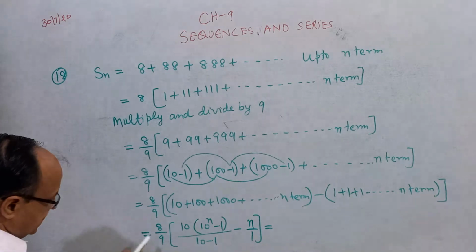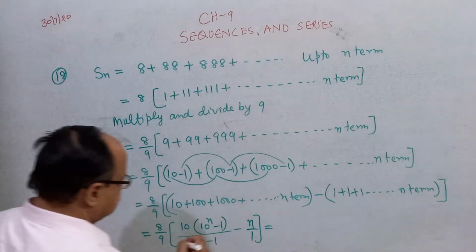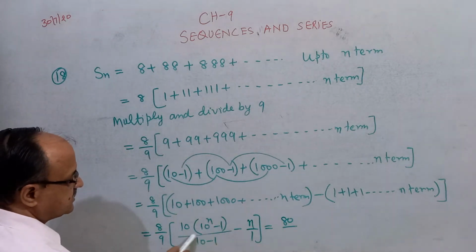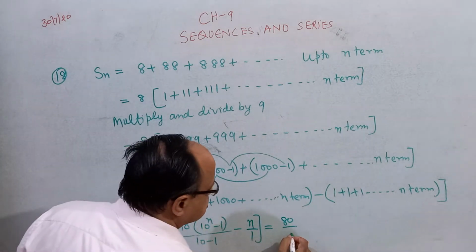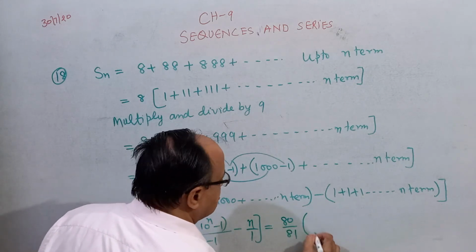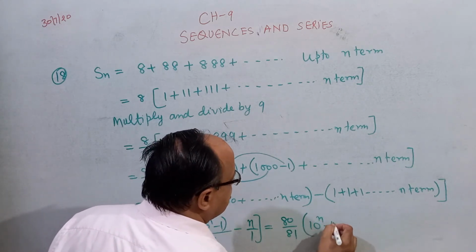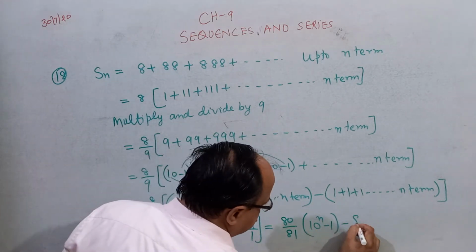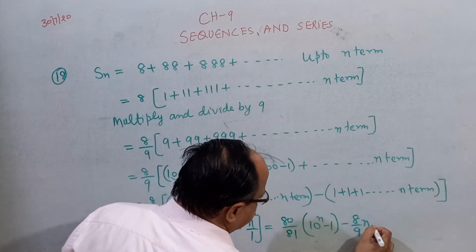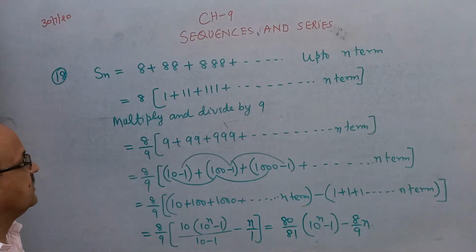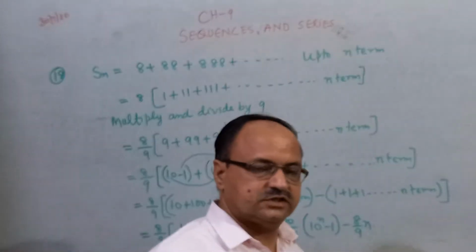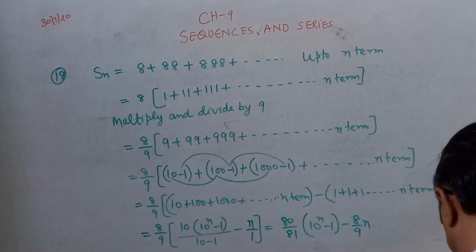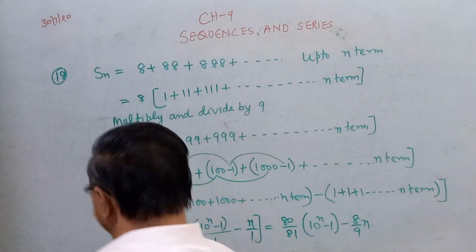Now multiply 8 by 9 with the bracket. 8 into 10 is 80, and the denominator is 9 into 9, which is 81. That gives 80 by 81 times (10 to the power n minus 1), minus 8 by 9 multiplied by n, that is 8 by 9 n. This is the answer of this question. Clear? You can check it, it is a very important question. Correct?